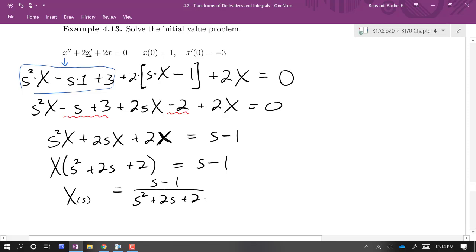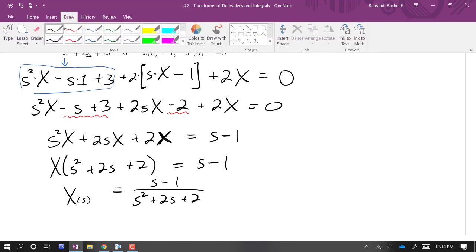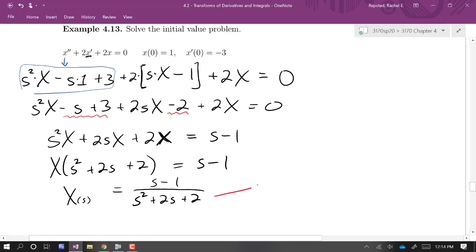So here's one phase of the problem, right? We take the transform, we use algebra, and we solve for our big X function. But our goal, as always now, is to find x of t, so we need to get this x of s into a form where we can recognize how to find the inverse transform. Notice that the denominator doesn't factor, so partial fractions isn't going to be much help here, but the other thing that we can always do is complete the square, so let's do that.